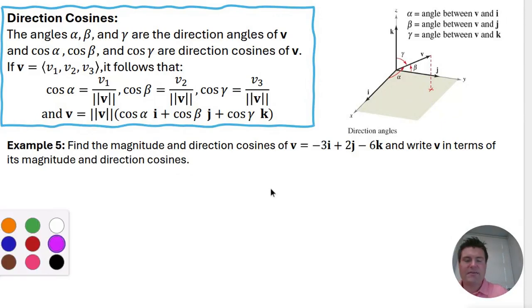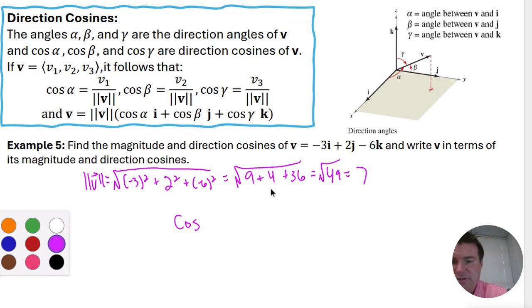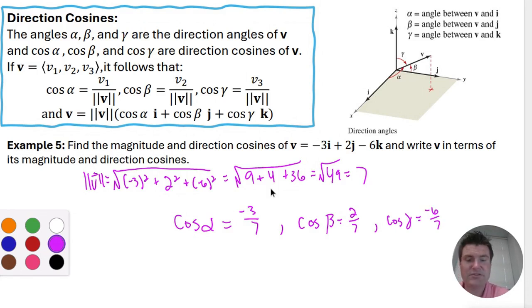So let's go ahead and find the magnitude of v. Square root of negative 3 squared. We're just taking each component and squaring it. This is going to give me the square root of 9 plus 4 plus 36, which is root 49. That's pretty nice. So 7 is what I'm going to get here. So I can rewrite this as cosine of alpha. To find the alpha value, the component is negative 3, so negative 3 over 7. To find cosine of beta, that's going to be 2 over 7. And to find the cosine of gamma here, we're going to get negative 6 over 7. So those are the direction cosines.